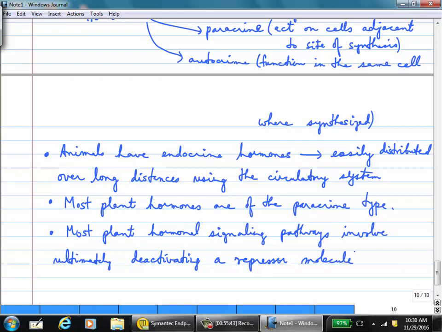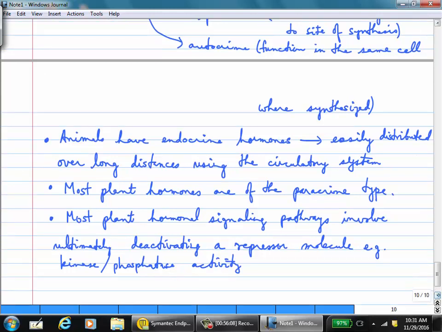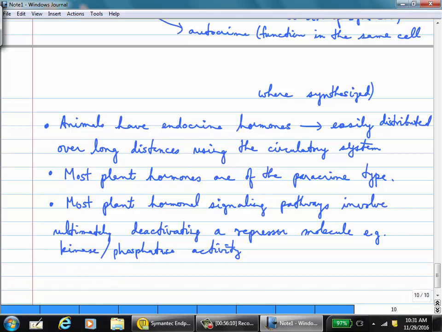So this will allow a much faster response, right? And the repressor deactivation could be carried out, let's say, through a kinase or a phosphatase, right? There could be other mechanisms too. So, for example, kinase slash phosphatase activity. And this allows for a much faster response.